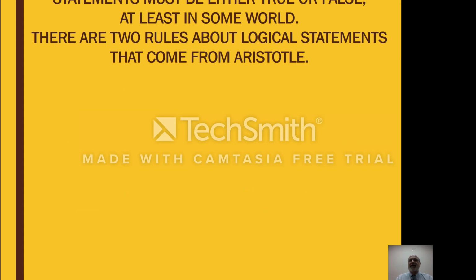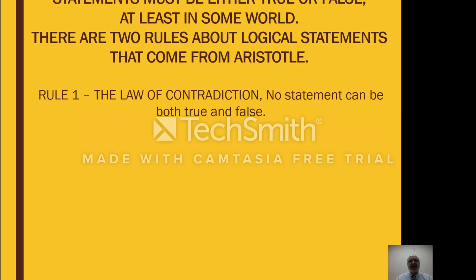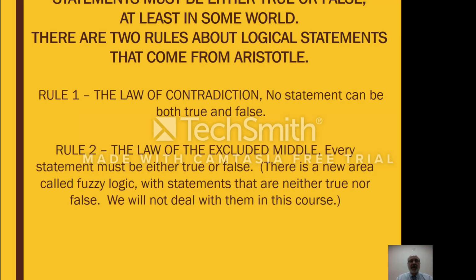And there are two rules about logical statements. These both come from Aristotle. Rule 1, the law of contradiction: no statement can be both true and false. It is either true or false. Rule 2, the law of the excluded middle: every statement must be either true or false. There are new areas, by the way, today called fuzzy logic with statements that are neither true nor false. Many of those are tied with quantum theory. We will not deal with them in this course.